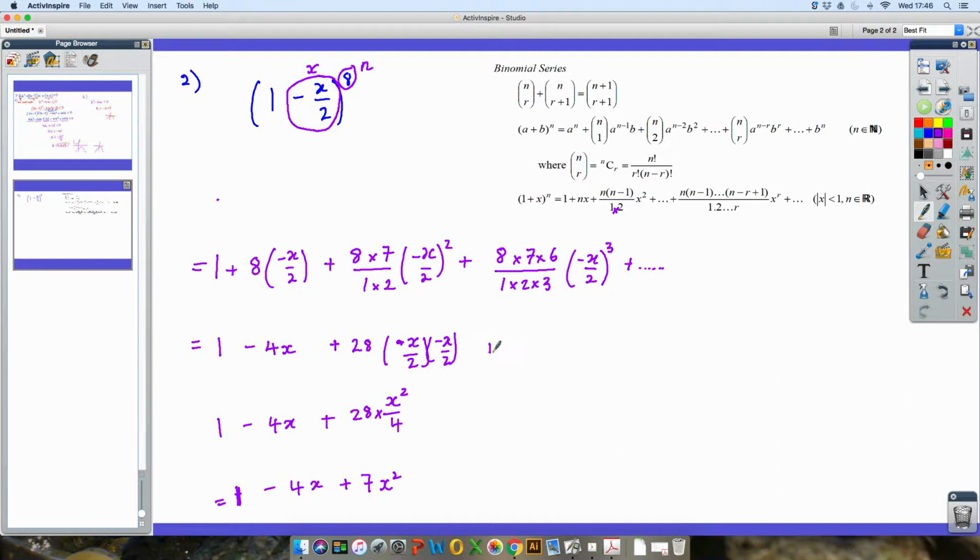Right, let's deal with this one. So 2 times 3 is the same as 6. That leaves you with 8 times 7 is still 56. And this thing cubed, minus x times minus x times minus x is minus x cubed. 2 times 2 times 2 is 8. So 56 over the 8, and we've got minus x cubed. So 56 over 8, I know, is 7. This whole term is negative because this is positive times a negative, so I've got minus 7x cubed. Okay, that's the first bit done.